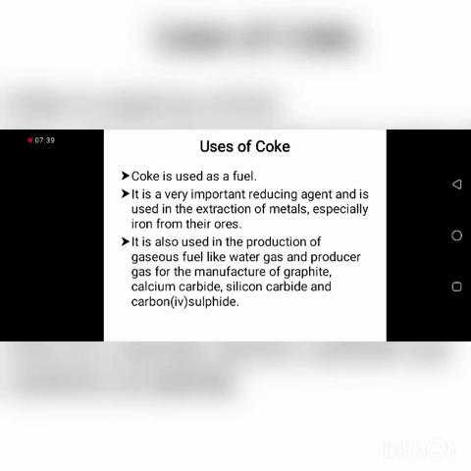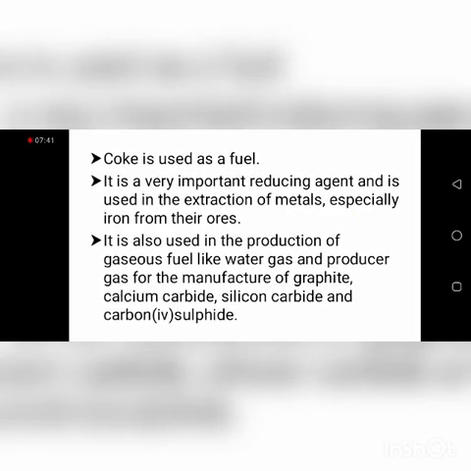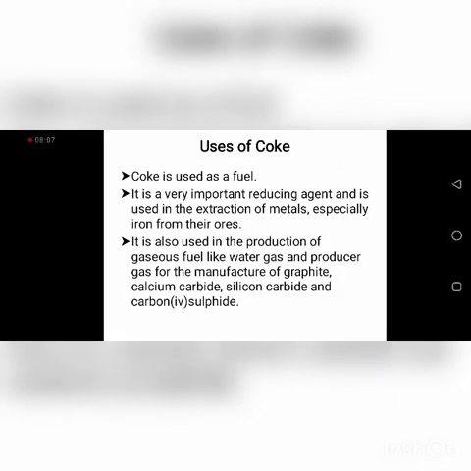Now, what are the uses of coke? Coke is used as a fuel. Most of these non-crystalline forms are used as fuel. The second use is as a very important reducing agent, the reducing agent used in the extraction of metals. It is also used in the production of gaseous fuels. We have two gaseous fuels, water gas and producer gas. We are going to see them later, including the difference between water gas and producer gas and their importance.